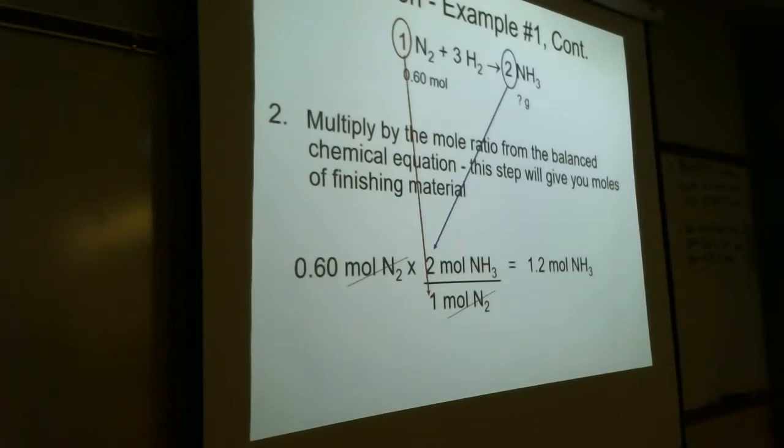Again, normally you carry out extra decimal places, but 0.6 times 2 is 1.2. There's no rounding necessary. Normally you would carry out extra digits because you're going to round at the very, very end. Look at this, and make sure it makes sense.